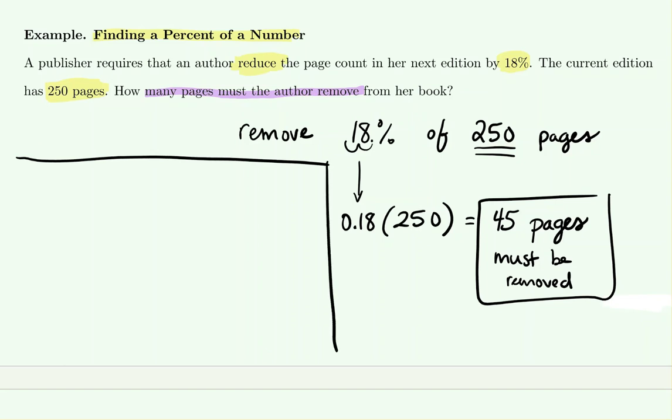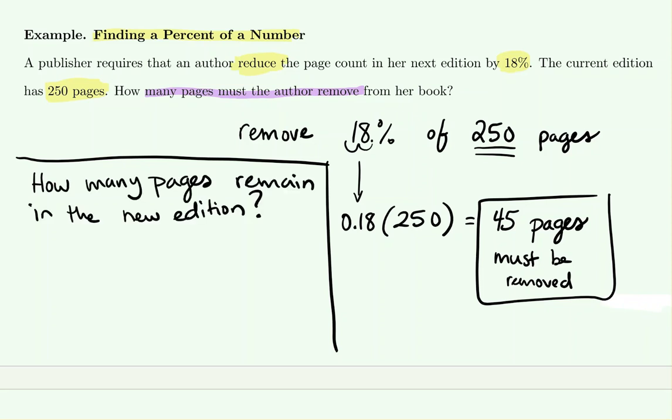Now, what if we were asked a follow-up question, how many pages remain in the new edition? In this case, we would need to take the original amount, 250 pages, and subtract the amount that we removed, which we found to be 45, and we would get exactly 205 pages remain. So this isn't what we were asked in the example, but it's good just to see how we might take this problem even a step further.